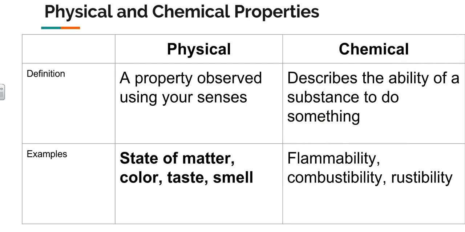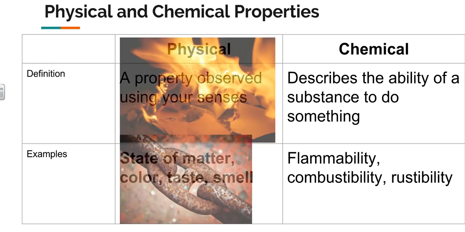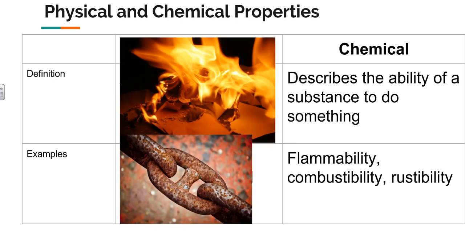Chemical properties describe the ability of a substance to do something. For example, how flammable is something, or how combustible. How rustable is something as well. These are all chemical properties, the ability of something to be done to an object.